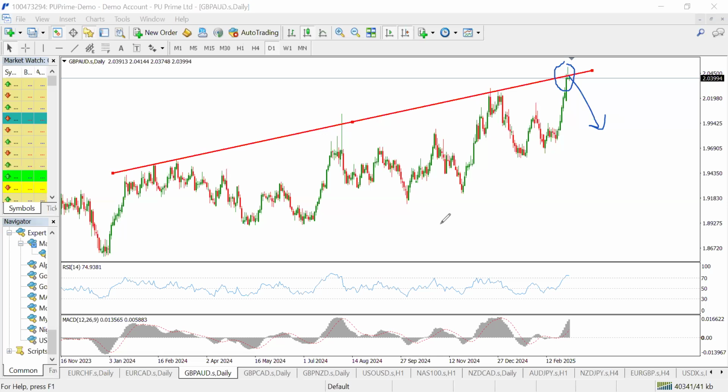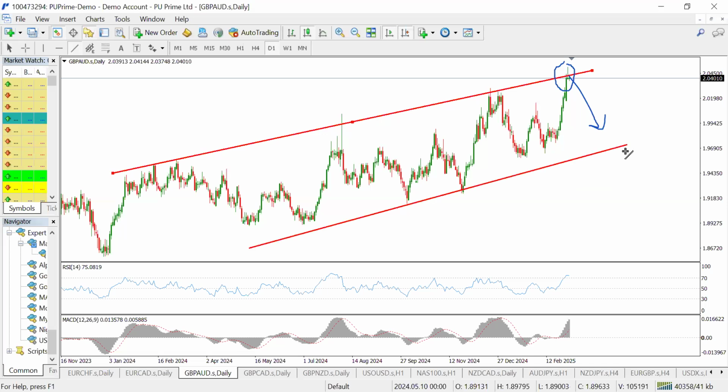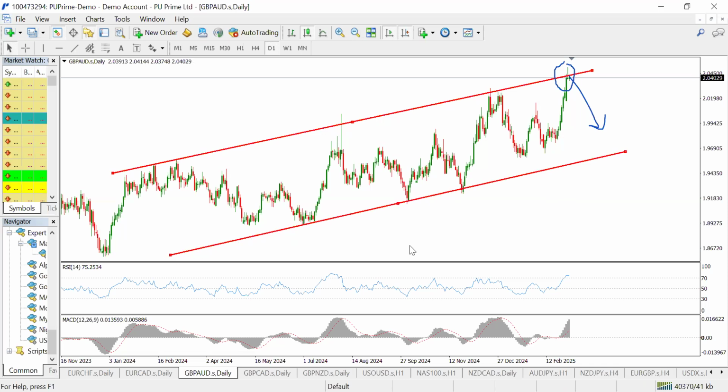Further, we can equally draw a trend line at the lower part here, which gives us a view of a rising wedge pattern. So price has done a series of higher highs and higher lows within this rising wedge pattern, and the next wave of price is actually the downward bearish movement. So technically, we're looking for an opportunity to sell the GBP AUD in the course of today.